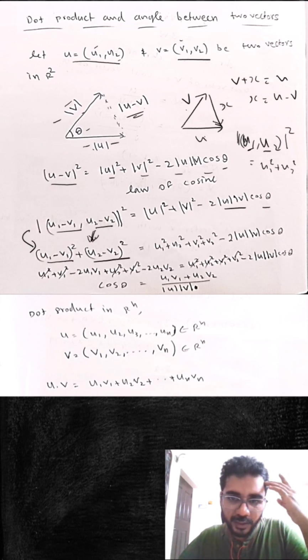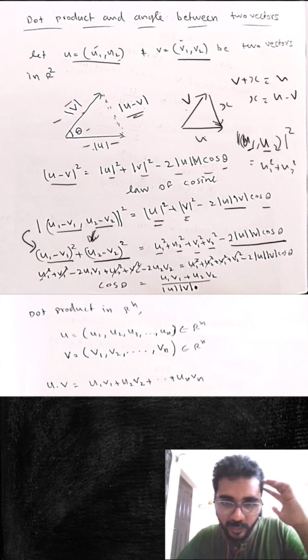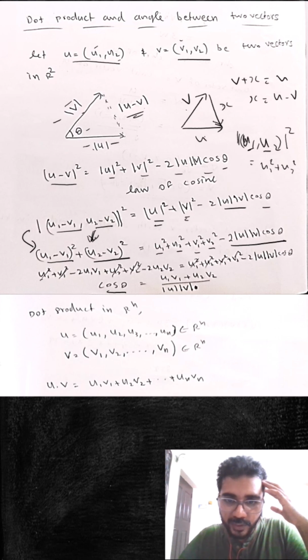So similarly, this can be written as u1 square plus u2 square, this can be written as v1 square plus v2 square, this is written as same. So we can cancel u1 square here and u1 square here. v1 square can be cancelled, u2 square and v2 square can be cancelled. So by rearranging, we can write cos theta equal to u1 v1 plus u2 v2 by length u into length v.